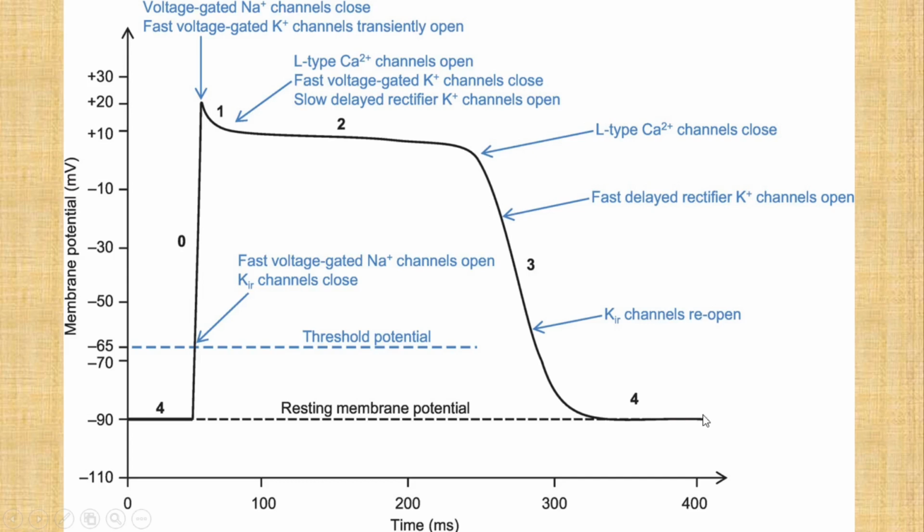So whenever the next action potential comes from the SA node and the ventricle muscle gets excited, again there is a formation of another new action potential. Okay, so we have now done the fast response action potential.